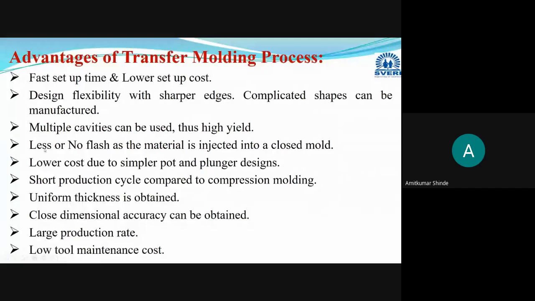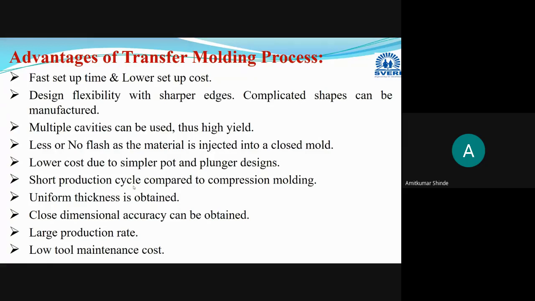Then here very less or no flash will be there. As we have already discussed, some extra material remaining on the product at the end of the molding process is termed flash. In compression molding, some flash will compulsorily be there, and then you have to perform some machining or trimming operations to remove that flash. But here a very minimum flash will be there, or sometimes no flash at all. This is another advantage.